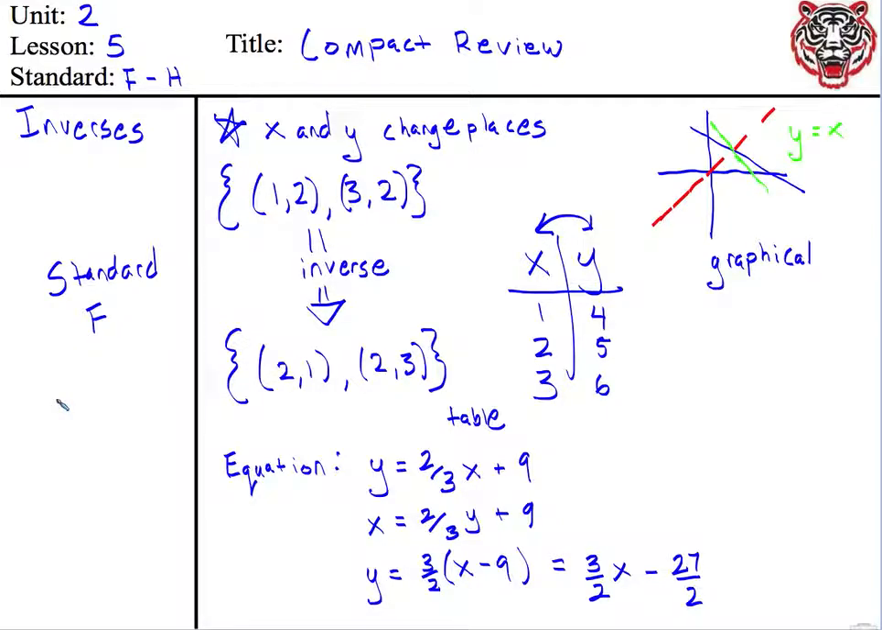Standard F. And standard F is function properties. All right. I want to take a look at operations with functions. And you guys all correctly found how to do addition and subtraction, although some people didn't know how to FOIL. So maybe we can do that really quick.